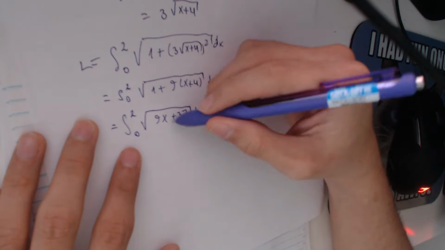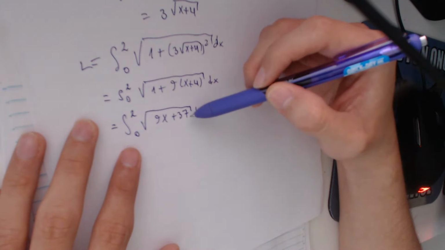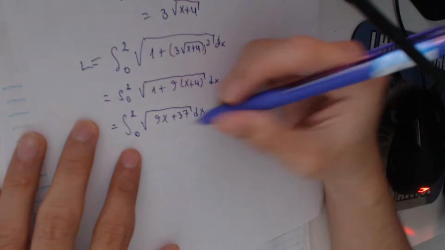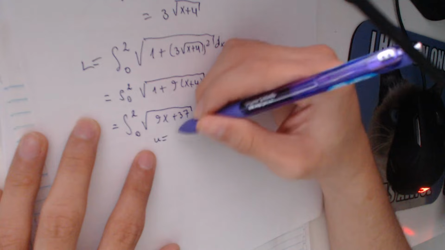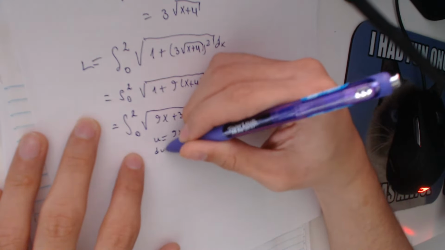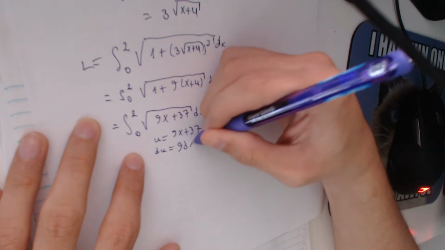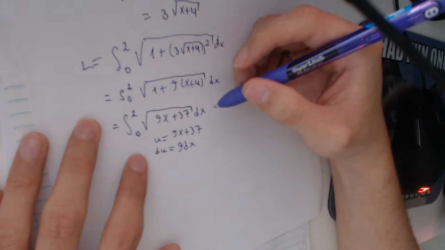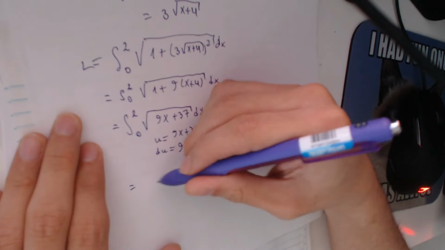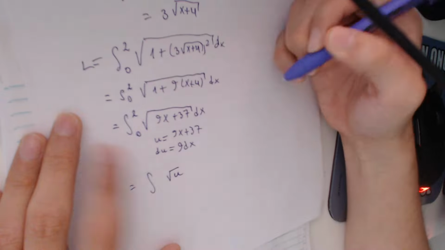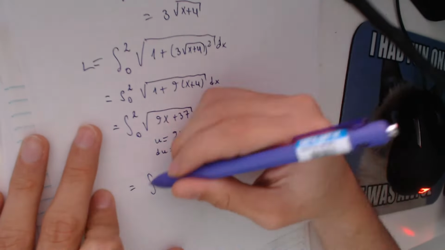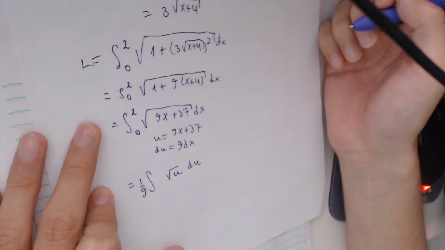When you have a linear function, something times x plus a constant, you let u be precisely what is inside the square root, and then this yields du equals 9 dx. And this is nice because then our integral becomes just the integral of square root of u, and dx is simply du over 9. So let's put that 1 over 9 outside.